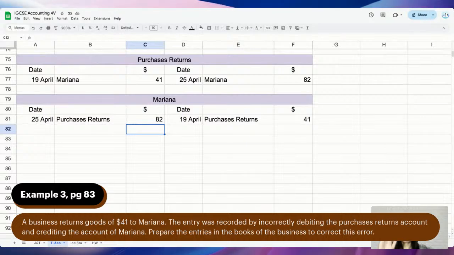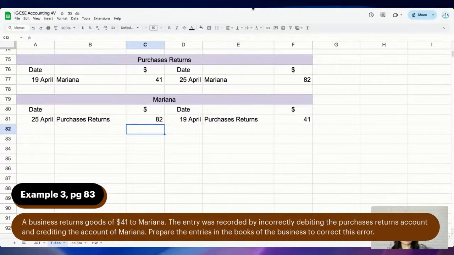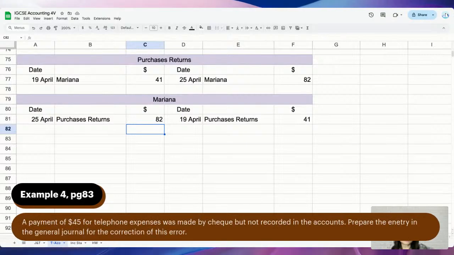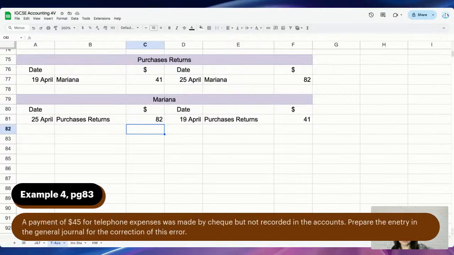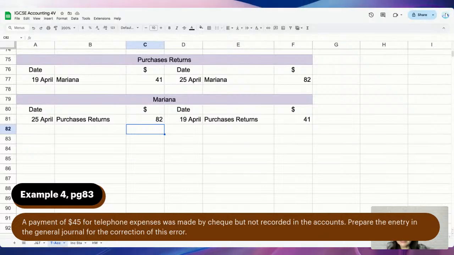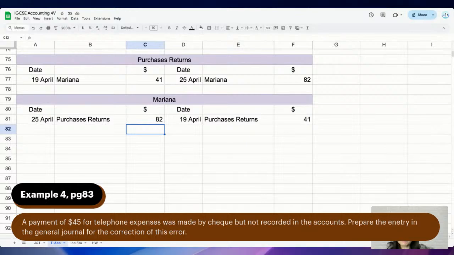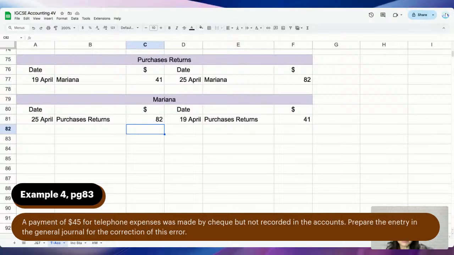All right, so this is something that you have to take note of, a bit tricky here. Now let's have a look at the last example for this video. Okay, it is example 4, which is page 83 as well. So what happened in this case? A payment of 45 for telephone expenses was made by check, but it's totally missing. That means we forgot to make the entry.